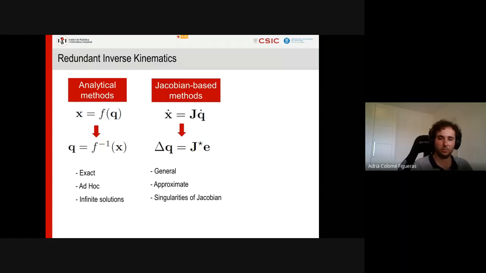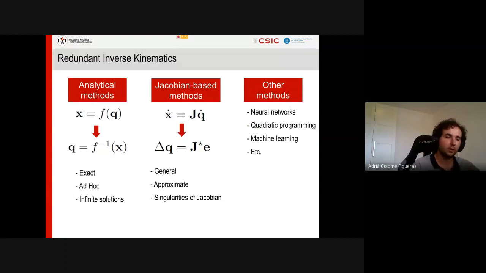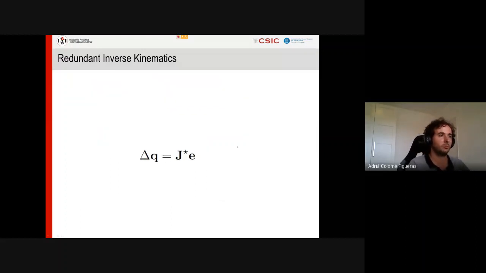And of course, if the Jacobian becomes ill-conditioned at some point, doing this inverse is very problematic, because then you get very high gains on inverting the Jacobian, and then you get delta Qs that are very large. I have to remind you that this Jacobian is a local approximation. So basically, the larger the error, the worse this Jacobian approximation works. There are many other methods for solving the inverse kinematics: neural networks, quadratic programming, many machine learning applications, etc. But usually, the first attempts at a robot are analytical methods and Jacobian-based methods.